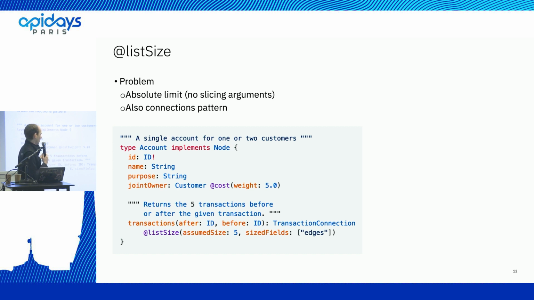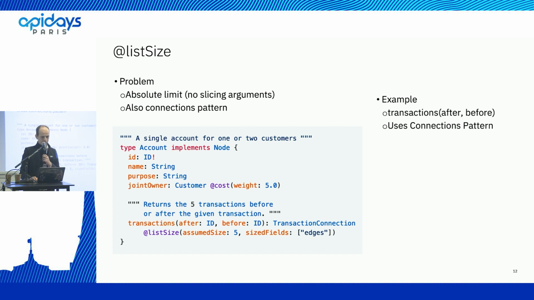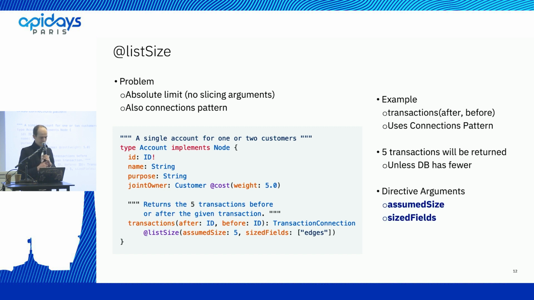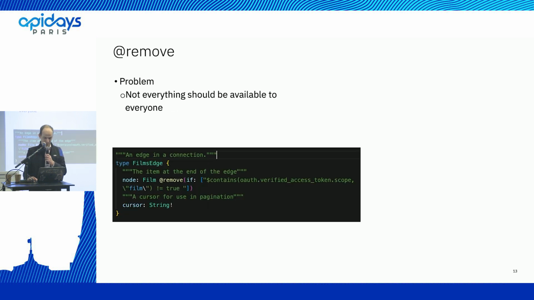So when we do the counting of the assumed size, we define what field we want to do the counting on. It'll get more clear in a little bit with an example. In this example, 5 fields will be returned unless there is less in the DB, and you could define where you want to start. And then the remove pattern.